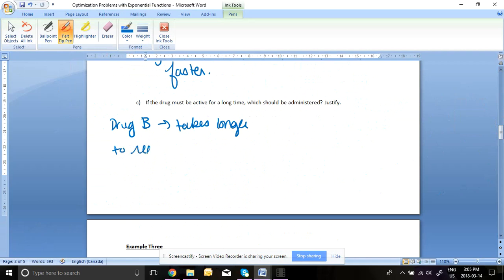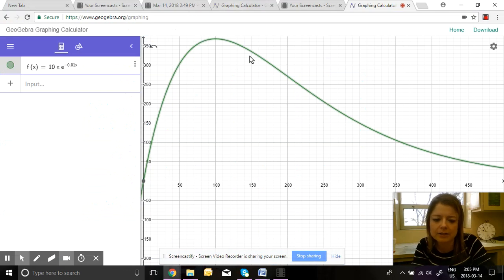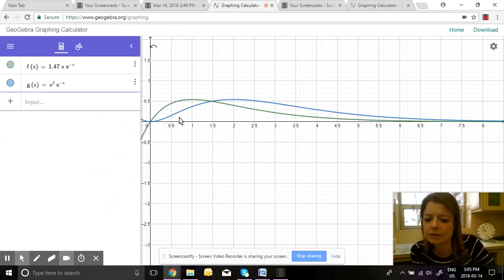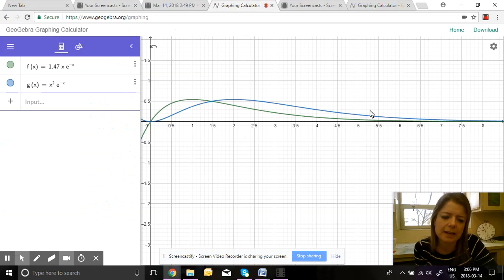And if you're not sure why that is, you can go to GeoGebra, and that's what I had graphed here, and graph each of them. So drug A is the green one, so you can see it hits its max at 1 hour and then tapers off after about 5 hours. But the blue is drug B, and it takes longer to reach its max, but then tapers off more slowly and is in your system for more like 7 hours. So if you can't reason through that algebraically, you can check that the graphs are that way.